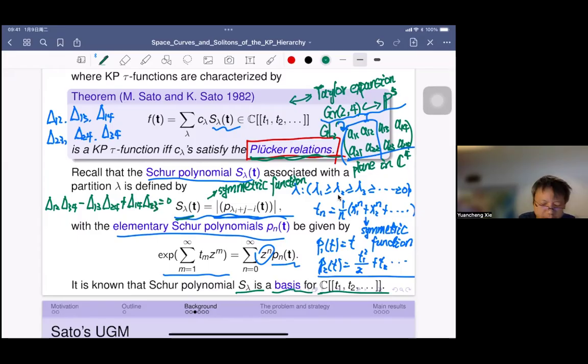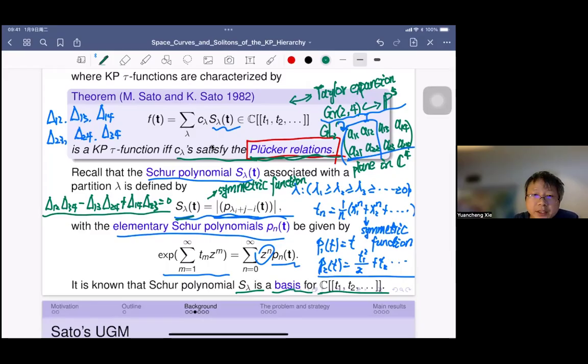All these Plücker relations are such equations that are quadratic. But these coefficients must satisfy all kinds of different Plücker relations. Okay. So in some sense, we transformed a partial differential equation, using a nice basis, into a sequence of equations for these coefficients. That's all.